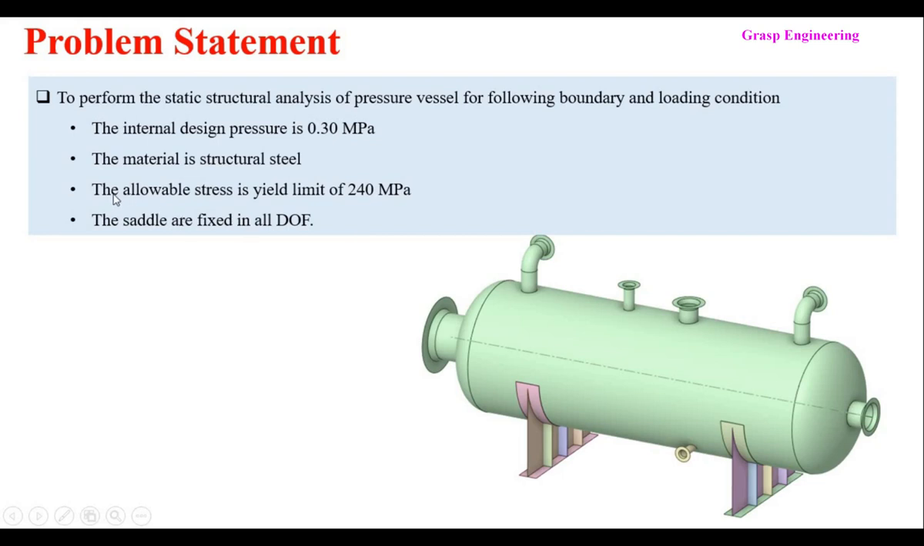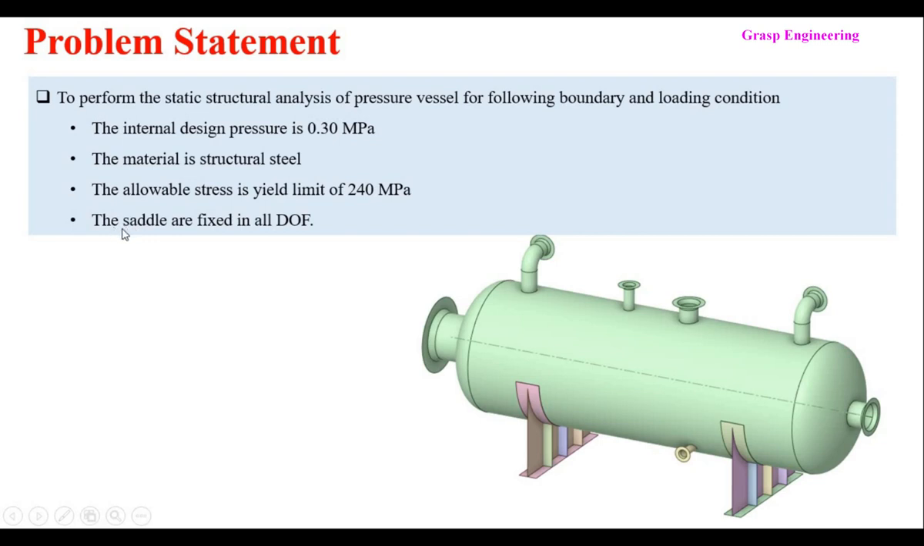And the third, here we need to use the yield stress criterion as the acceptance criterion. Our allowable stress is the yield limit of 240 megapascal. If the stresses in this vessel are well below 240 megapascal, it means the vessel is safe, or the design is safe. If it exceeds 240 megapascal, then we conclude that the design is not safe, and in such a scenario we need to propose design changes.